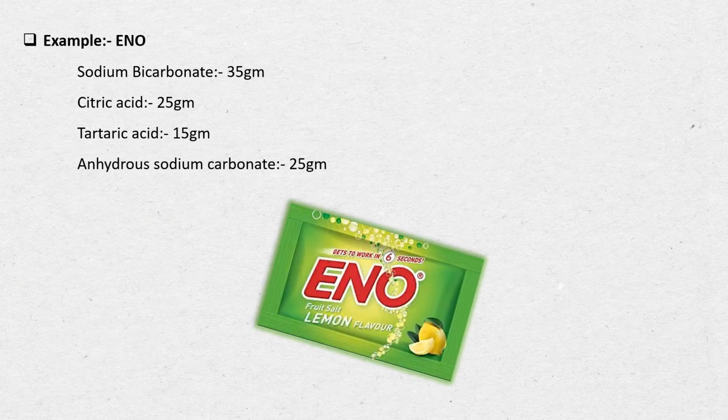An example of effervescent powder we see in our daily lives is ENO. The formula of ENO, for 100 grams, is sodium bicarbonate 35 grams, citric acid 25 grams, tartaric acid 15 grams, anhydrous sodium carbonate 25 grams. This is the basic formula for ENO, and this is the picture of ENO. I hope everyone has seen this before, right? Okay, so let's move ahead.